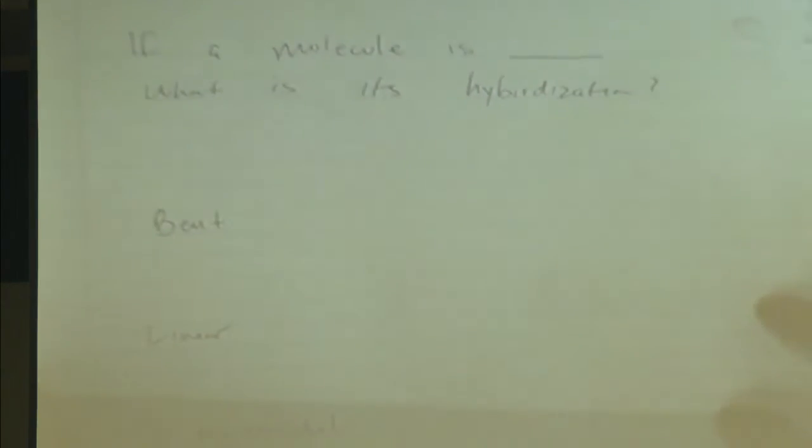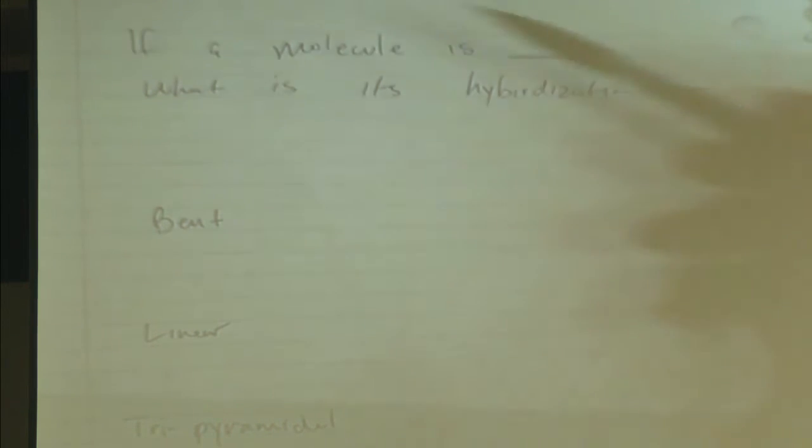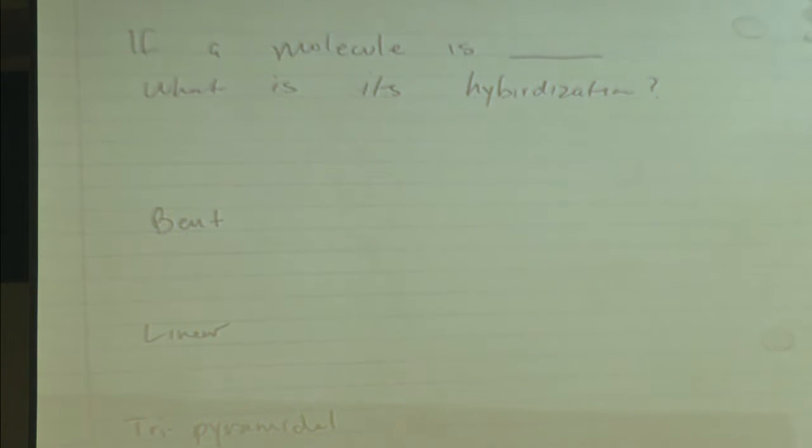All right, so this is a question I asked. This is a good question to ask. If a molecule is bent, what is its hybridization? There's 2 possible answers. The correct answer being its hybridization, or it not being possible, needing more information. So if a molecule is bent, what is its hybridization? sp2? Does anybody else have?